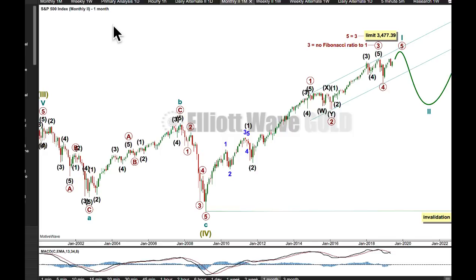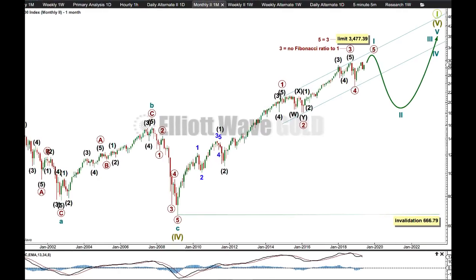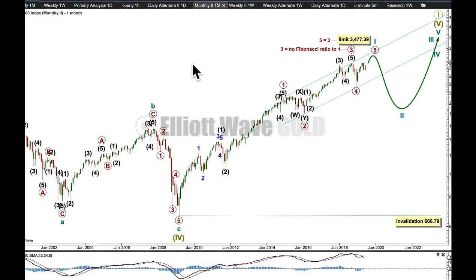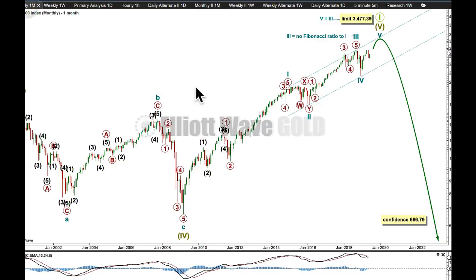This is the second monthly chart. I need to move this over there so you can see it. So here is the start of Super Cycle Wave 5. This is my second monthly chart. This is my first monthly chart. They're identical up to this point here.